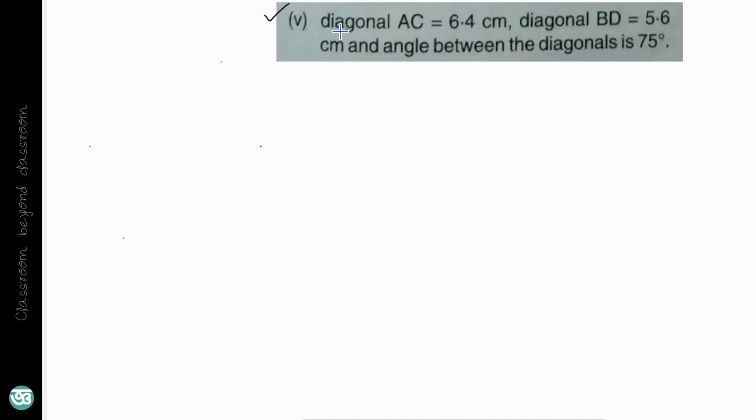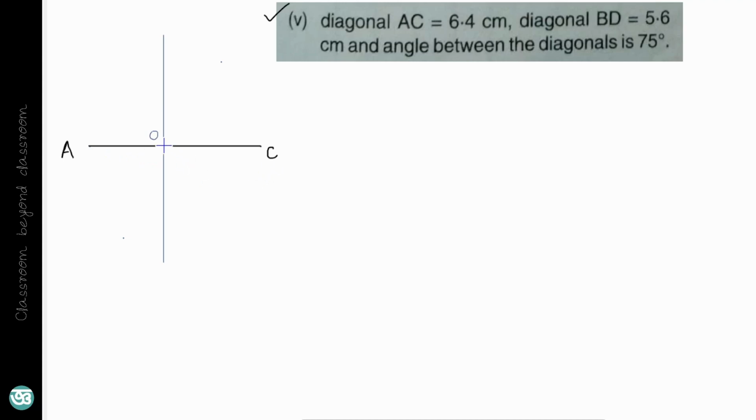Question number 5. Diagonal AC and diagonal BD are given, and the angle between the diagonals is 75 degree. So we have to start with a diagonal, any diagonal. Say, let us construct a diagonal AC, and the diagonals bisect each other. So we have to construct a bisector of this line AC. So this is the bisector of line AC. So we get the middle point O of the diagonal AC.